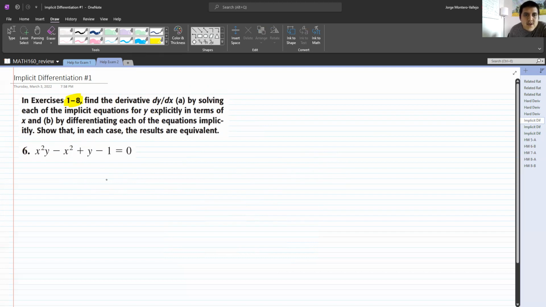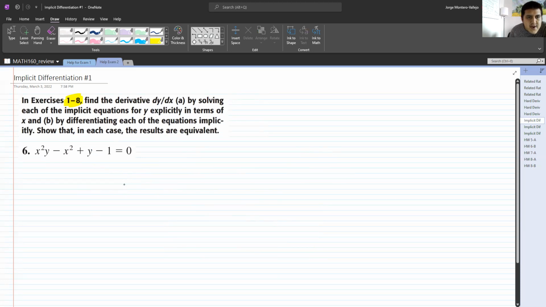Okay, and what they say here is to go ahead and implicitly differentiate this equation. And then they say, but then also take the equation, solve for y, and then find the derivative that way. Because they should give you the same thing. Well, not that they should give you the same thing, but they should be equivalent. And by that, I mean, you could get 2 different answers, but there's a way to get from one to the other one. And, if you do that, then you show that they are equivalent.